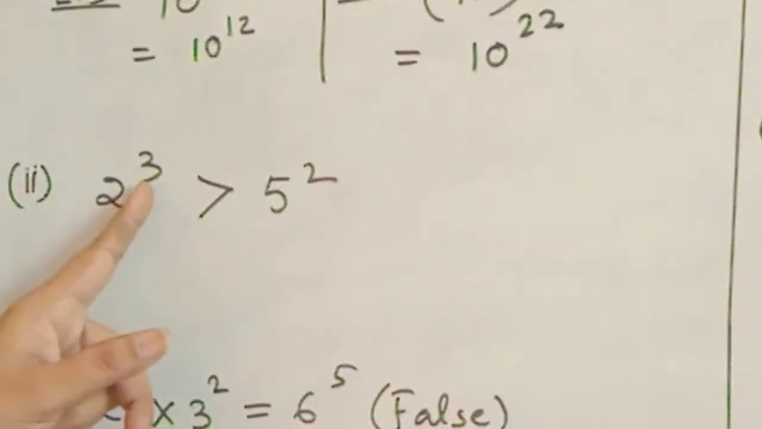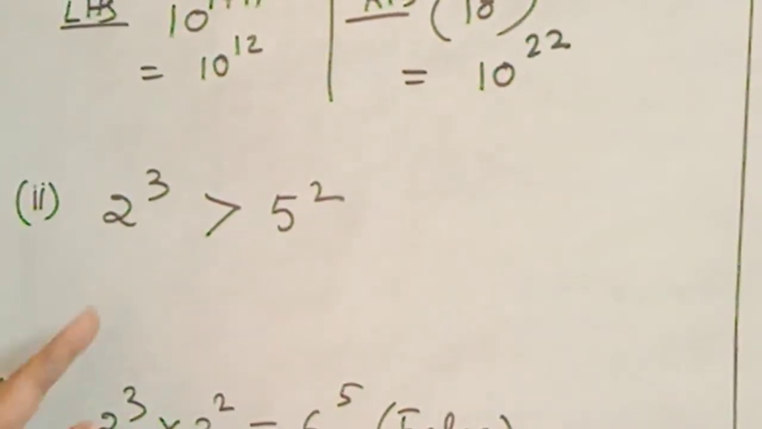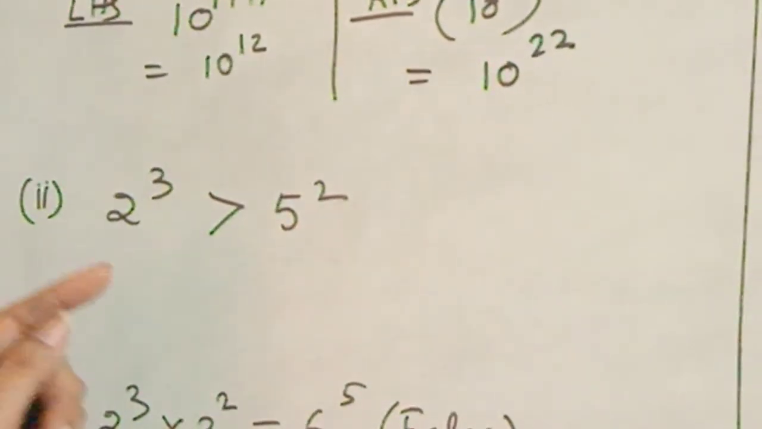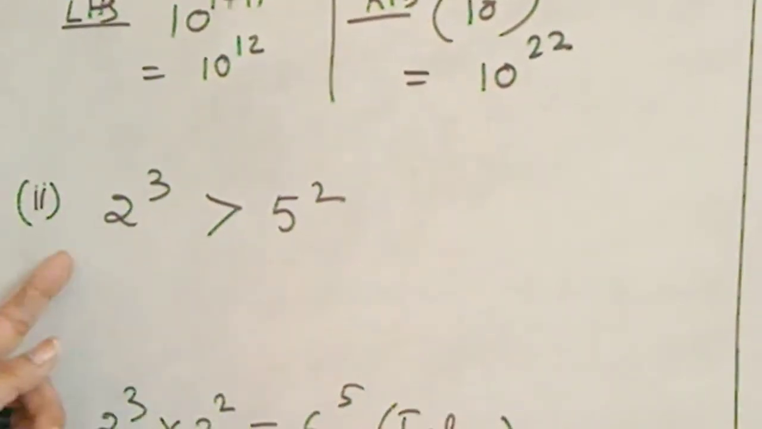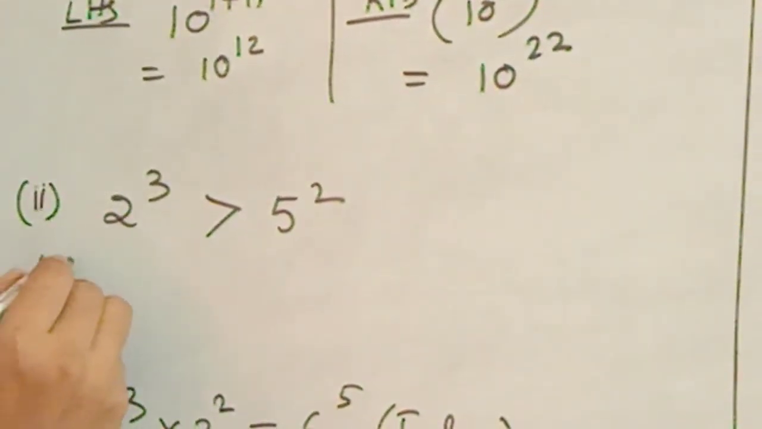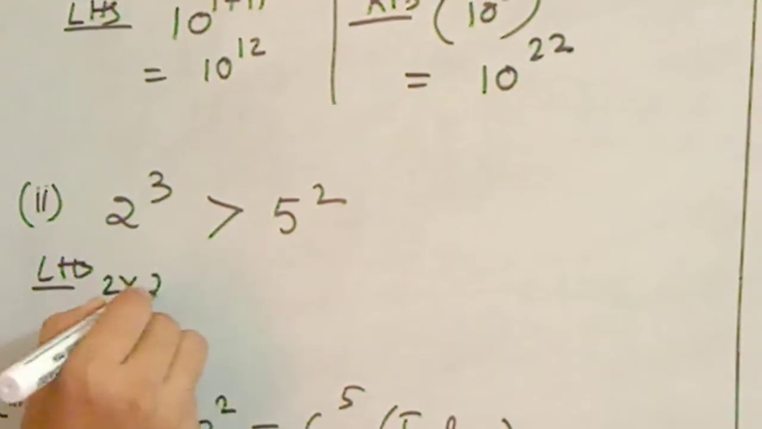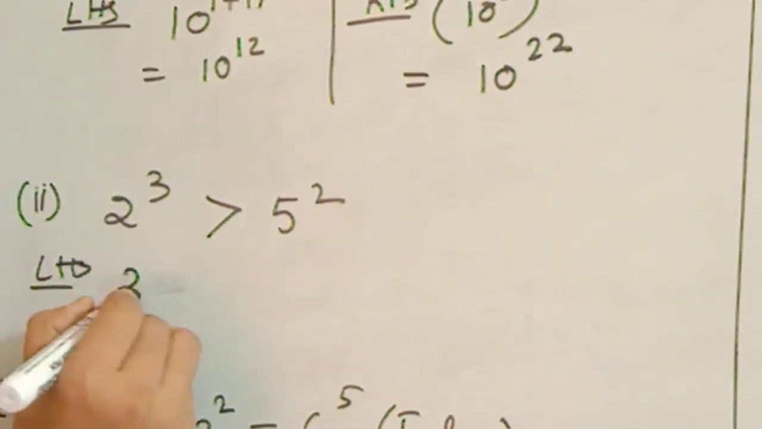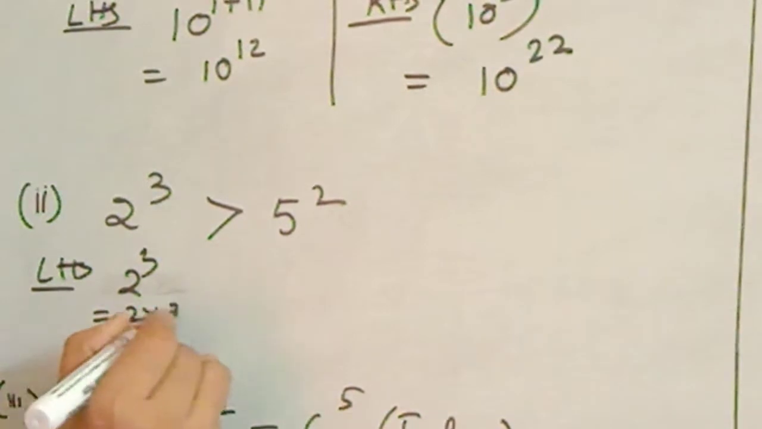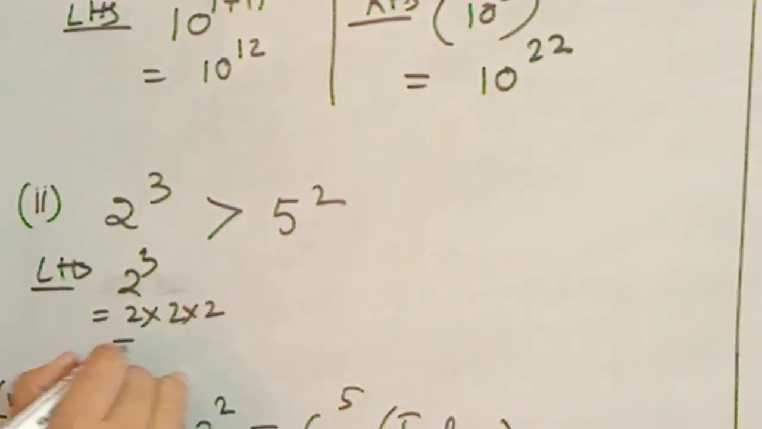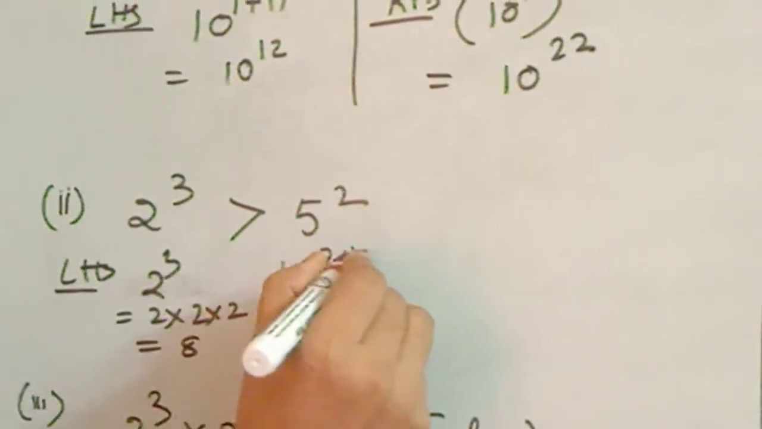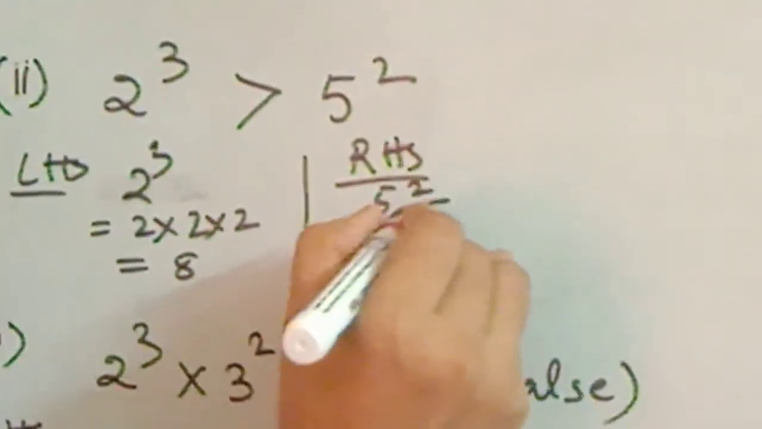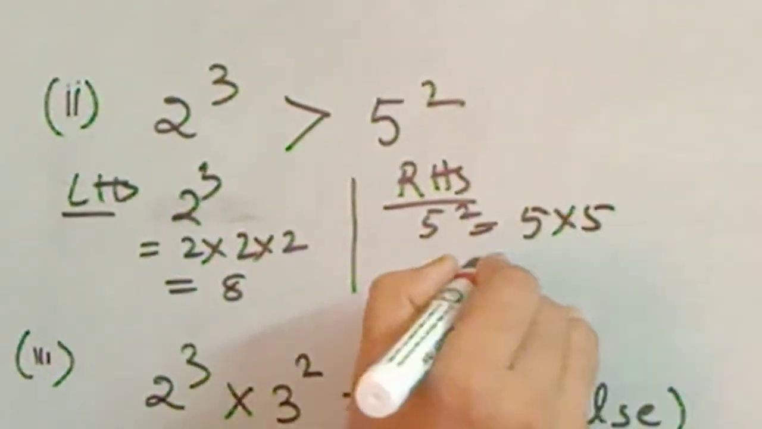Now 2 to the power 3 into 5 to the power 2. As you know, if the power is more than the base, then the value is more. But in this case, this is not true. Why? Left hand side, 2 to the power 3 means 2 into 2 into 2, that is 8. And right hand side, 5 square, 5 to the power 2 means 5 into 5, that is 25.